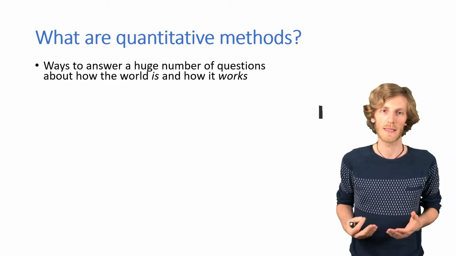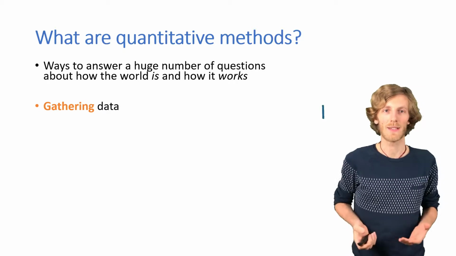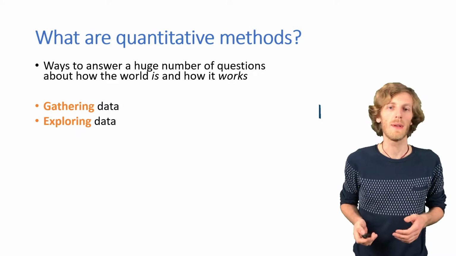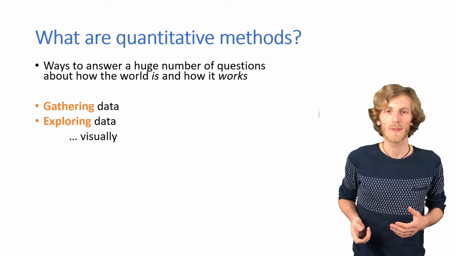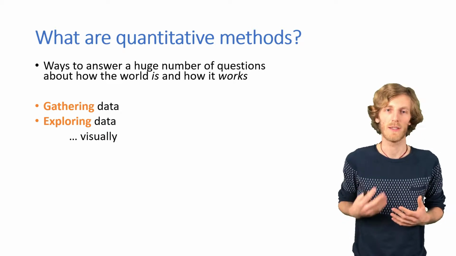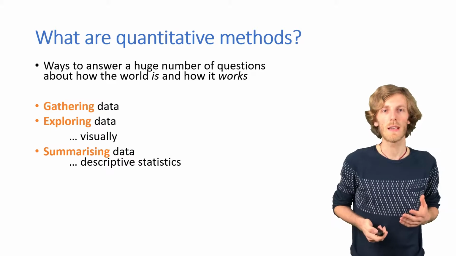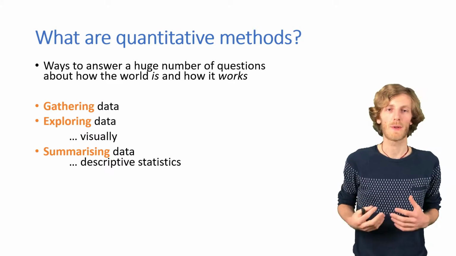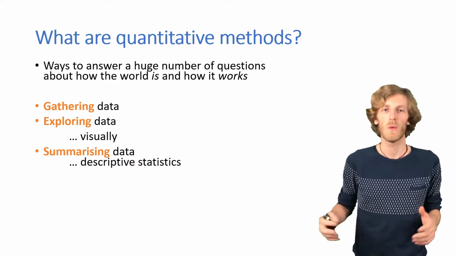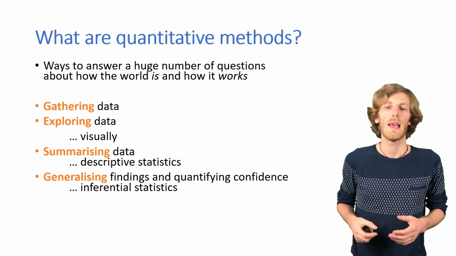To answer these kinds of questions, we need to go through a whole range of steps. The first step is actually gathering the data, figuring out what the right data is to use for our problem. Then we need to explore the data, and quite often we do that visually. In this course, we'll spend quite a lot of time on visual data exploration because that's the easiest way to get a sense of what's actually going on. Next, we might want to summarize the data. We might want to use descriptive statistics to be able to tell people what a typical income is, what a typical level of child mortality is.